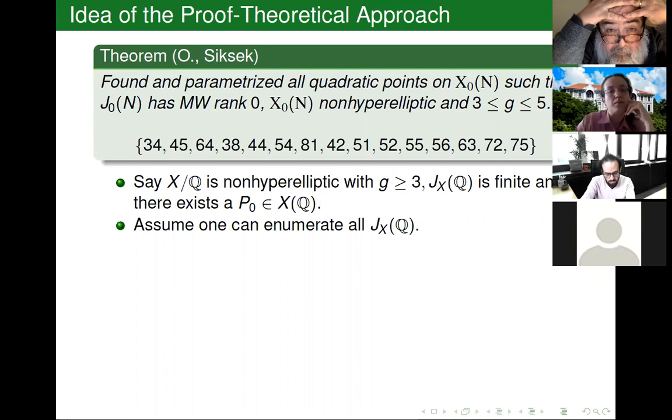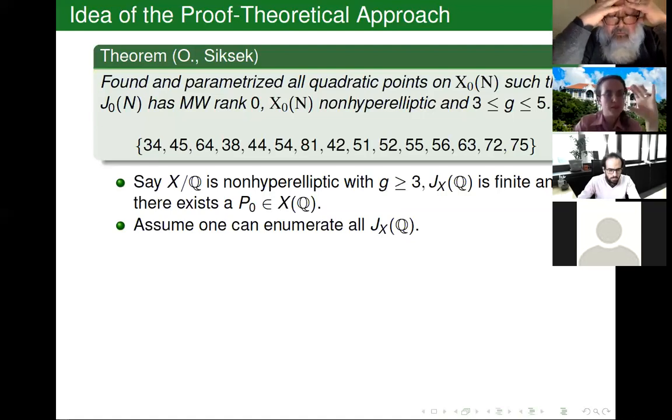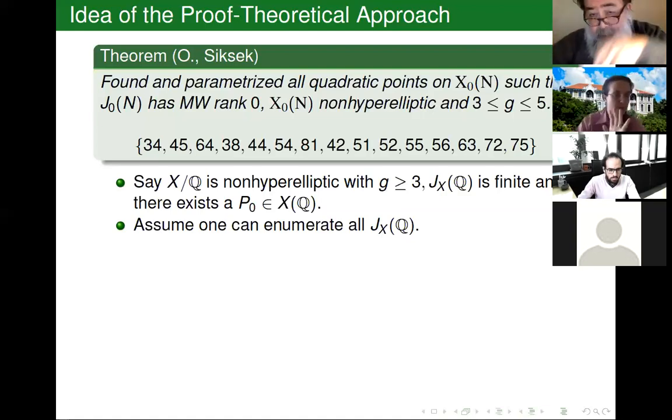So in our case, we have a non-hyperelliptic curve. We know its Jacobian is finite. And we also know that there is a rational point on our curve, which is a cusp, for example. Okay. That's one thing that you need to run this theoretical approach. The second thing you need is that, since you have a torsion Jacobian, let's say you can enumerate all the points on the Jacobian, which is not something easy, but let's say you can do it.